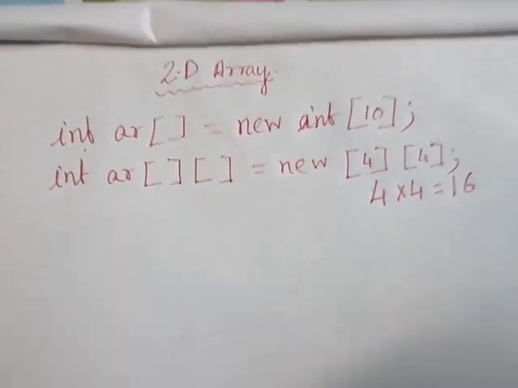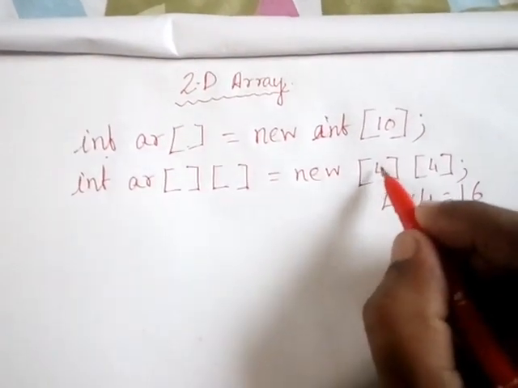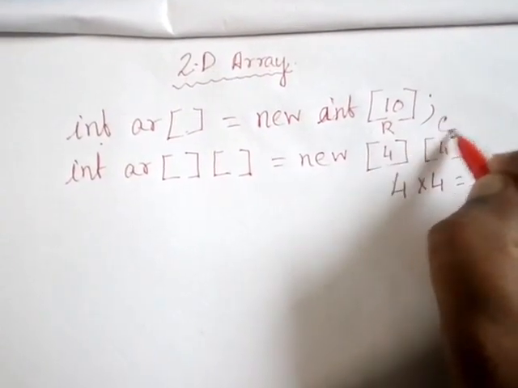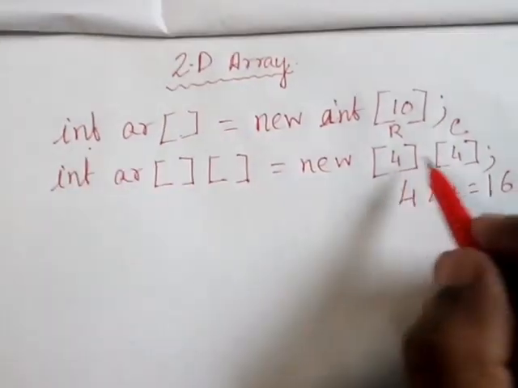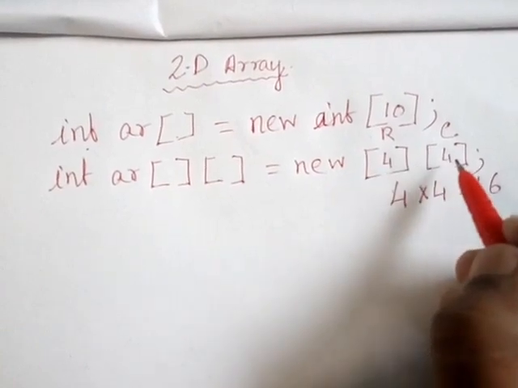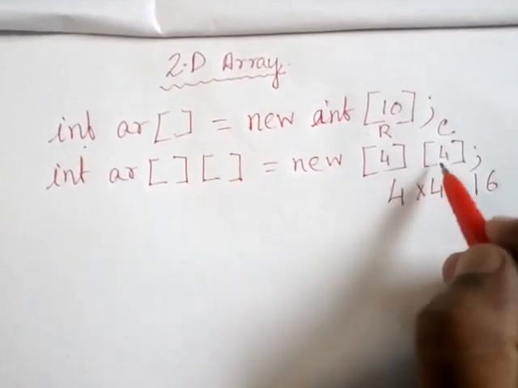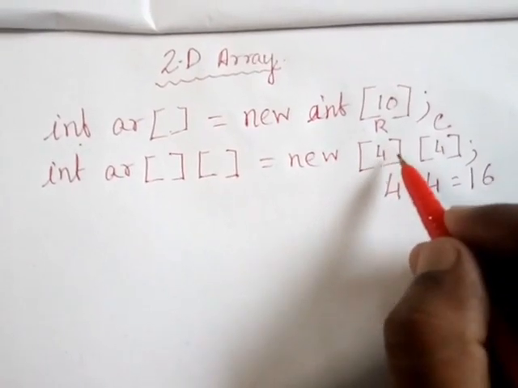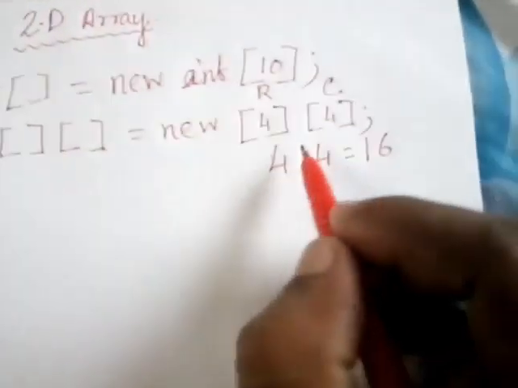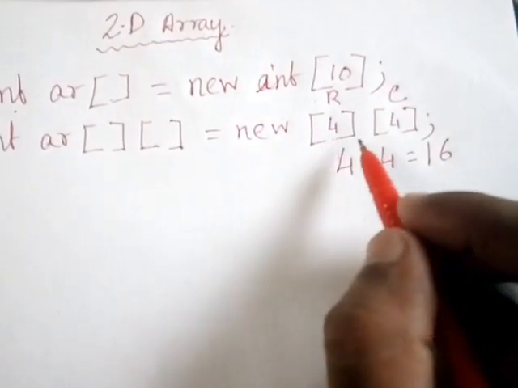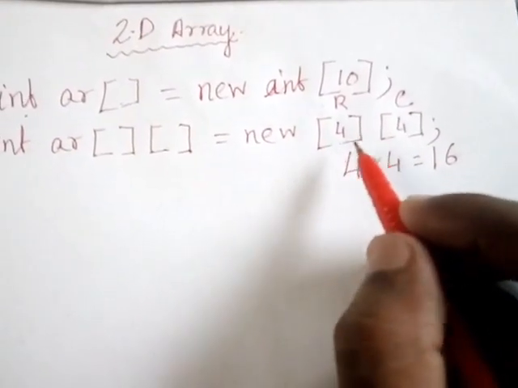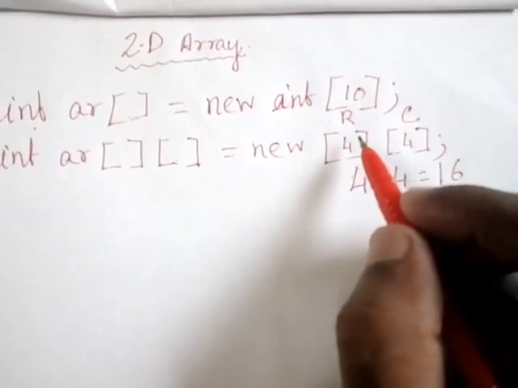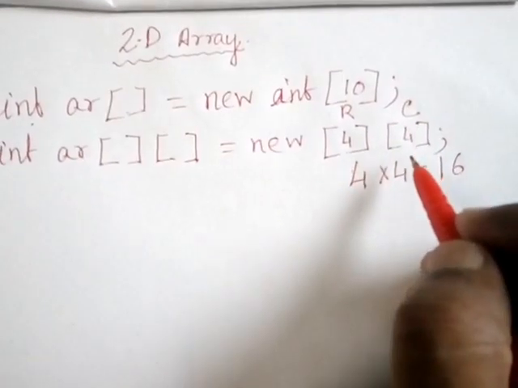That means the first one represents the row, the second one represents the column. So the first value represents the row and the second value represents the column, but this is not fixed. You can change the concept. You can take the first one as column and the second one as row, but by default, while you are learning for the first time, it is our responsibility to teach you that the first element is always used for row and the second element is always used for column.